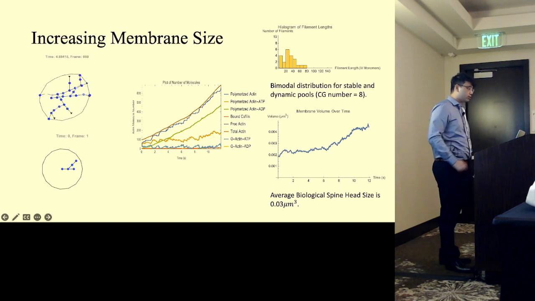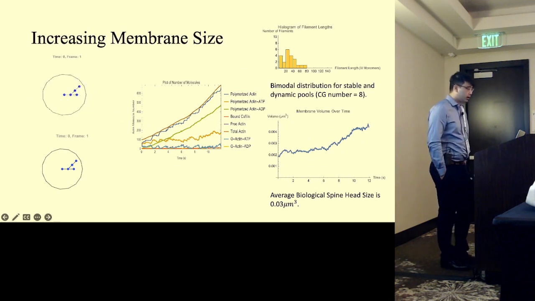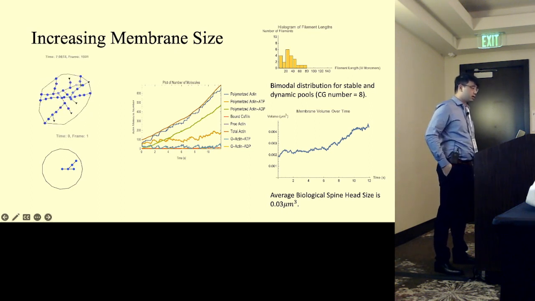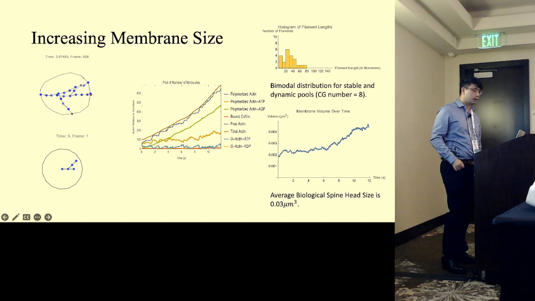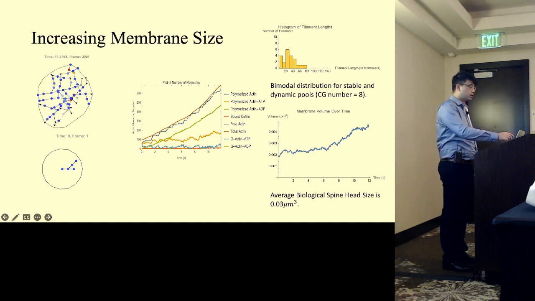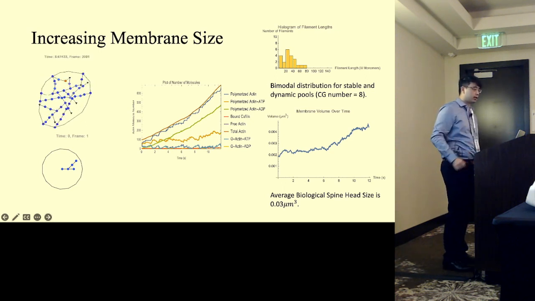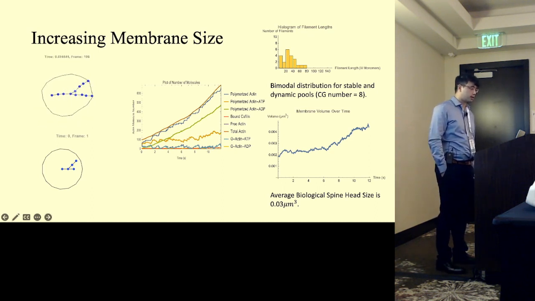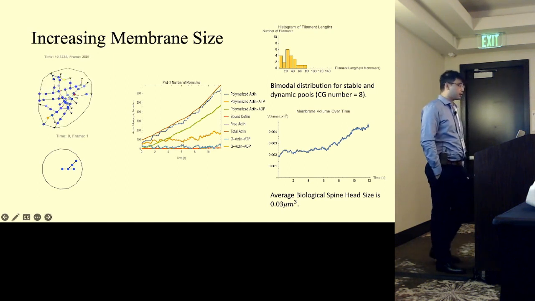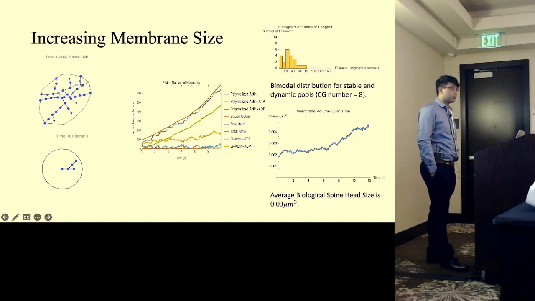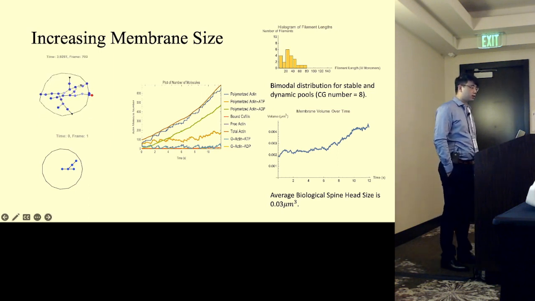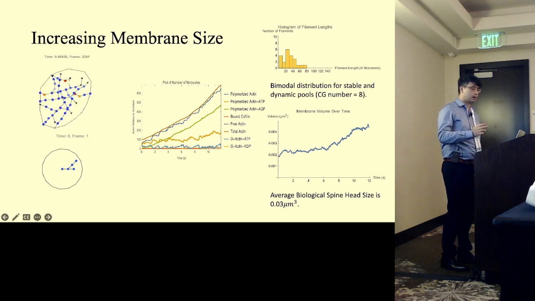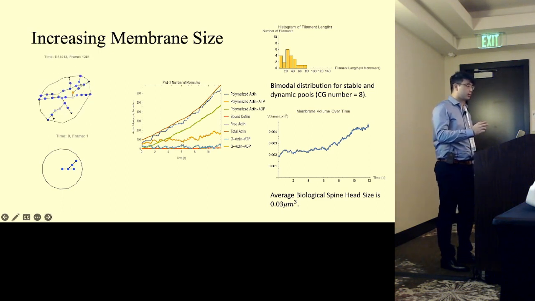Here's a simulation with a membrane enclosed compartment. And the plots are related to the top simulation. I'll show the bottom simulation in just a second. And this also leads to the bimodal distribution with a coarse-grained number of 8. And the average biological spine head size is about 3.03 microns cubed. And a small one is about 0.01 microns cubed. So this ends up being about half the size of the small synaptic spine head.